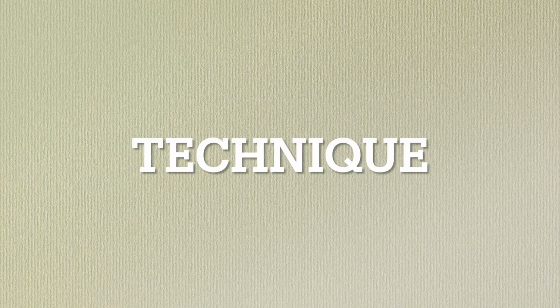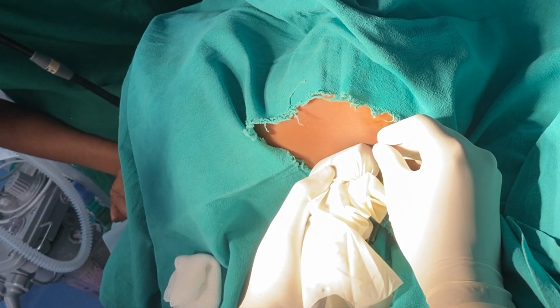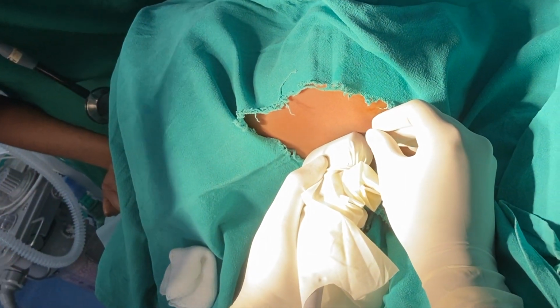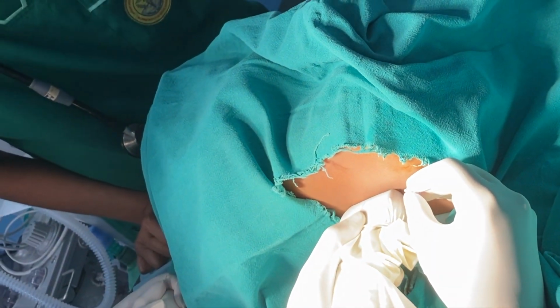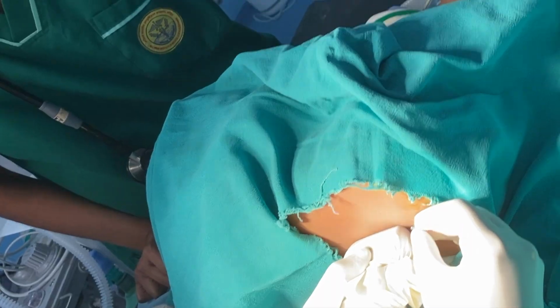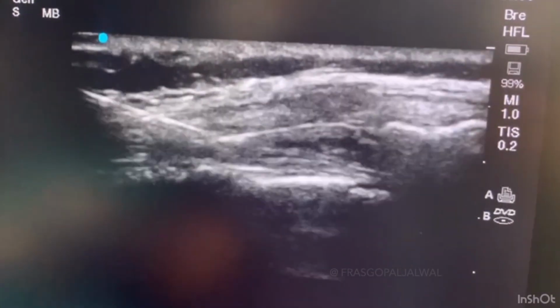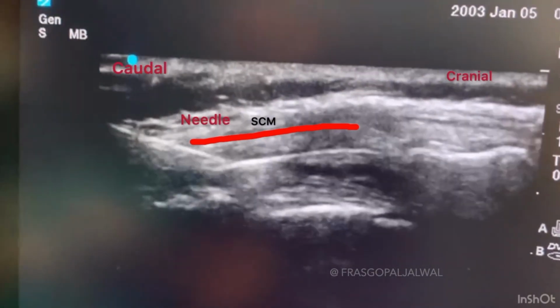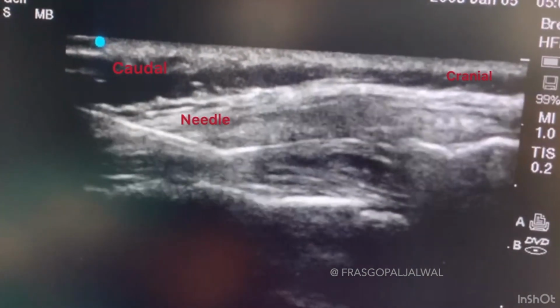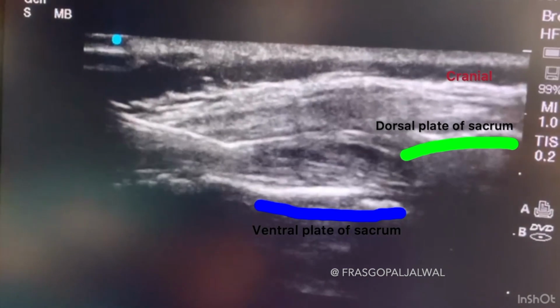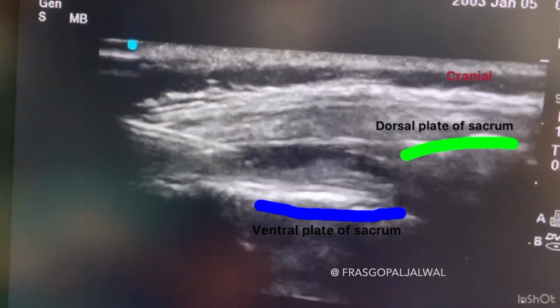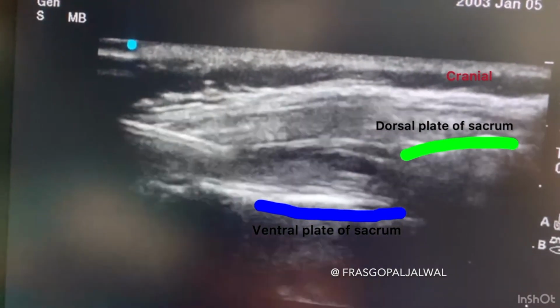Technique. Now we are going to perform the USG guided caudal block, and you can see that the high frequency linear probe is placed in the long axis view, and now you can visualize our needle piercing the sacrococcygeal membrane. When you puncture the sacrococcygeal membrane, you will get a feel of a pop.